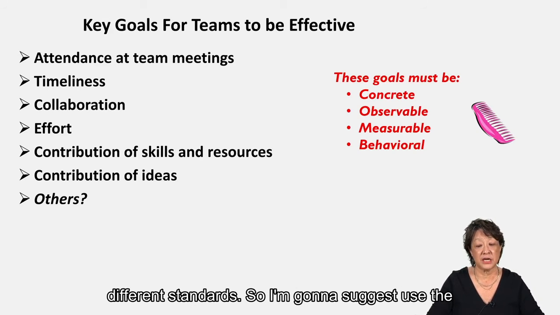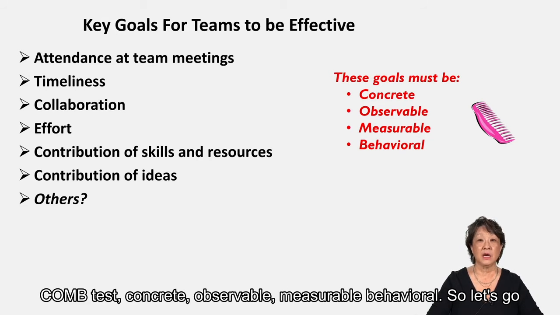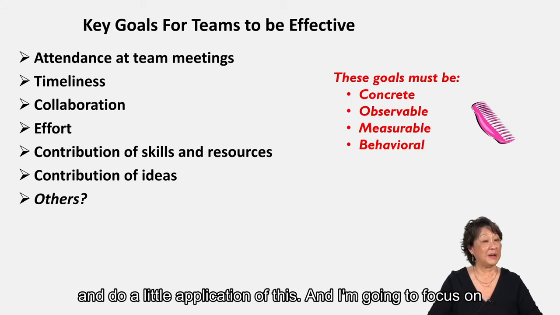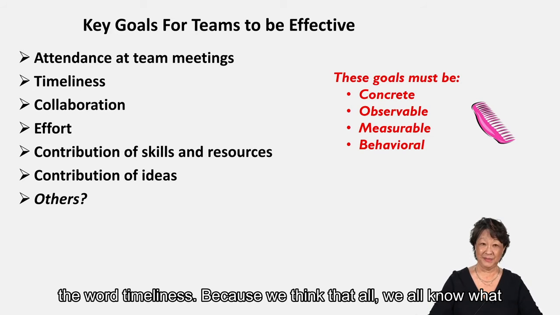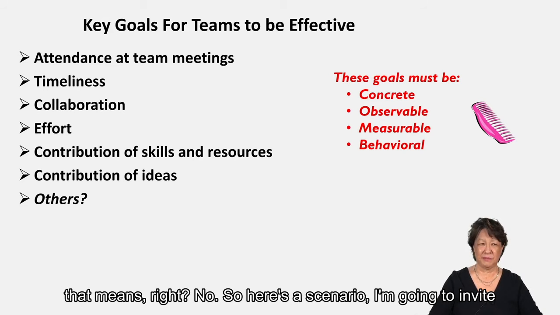So I'm going to suggest you use the COMB test: concrete, observable, measurable, behavioral. So let's do a little application of this. I'm going to focus on the word timeliness, because we think that we all know what that means, right? No.